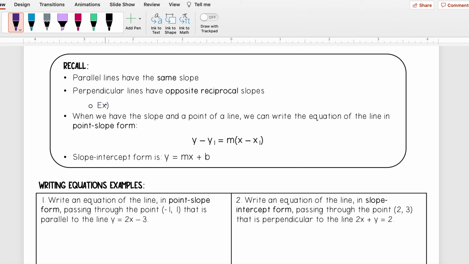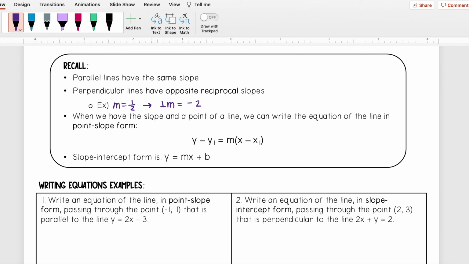So remember that means that, for example, if the slope of my line is 1/2, then my perpendicular slope is going to equal the opposite sign. So since this one's a positive 1/2, this one's going to be negative. And then the reciprocal, so I'm going to flip around this fraction. So since this is 1/2, this would be 2/1, which is the same thing as 2.